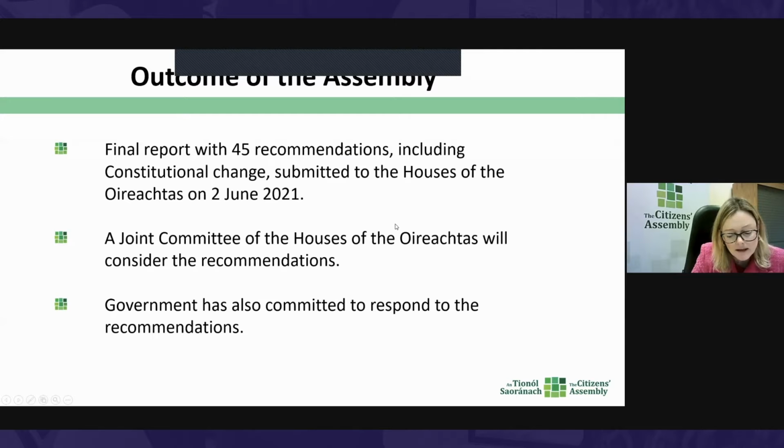So for the outcome of the Assembly, the final report was submitted to the Oireachtas at the beginning of June this year. There were 45 recommendations, 3 of which were in relation to constitutional change. A joint committee of the Houses of the Oireachtas is being set up at the moment, and it will consider all the recommendations, and this committee will report back to the Houses. In addition, the government has also committed to responding to the recommendations in the Oireachtas. And if it accepts some or all of them, it'll indicate the time frame it envisages for the holding of any related referendum.